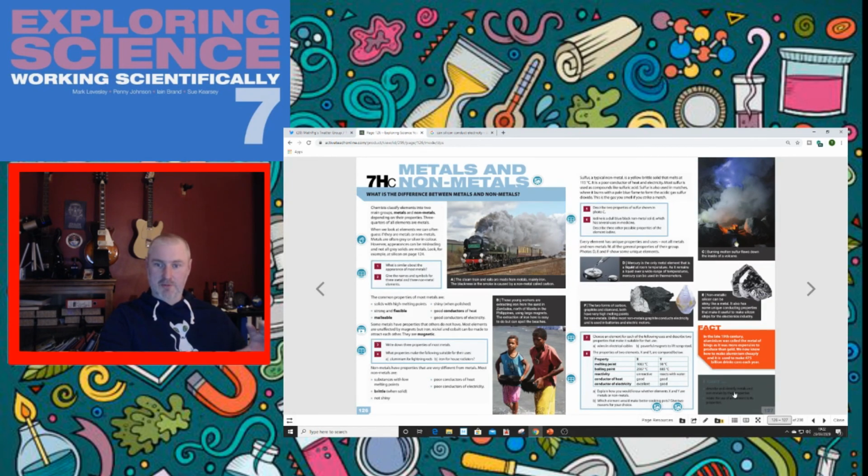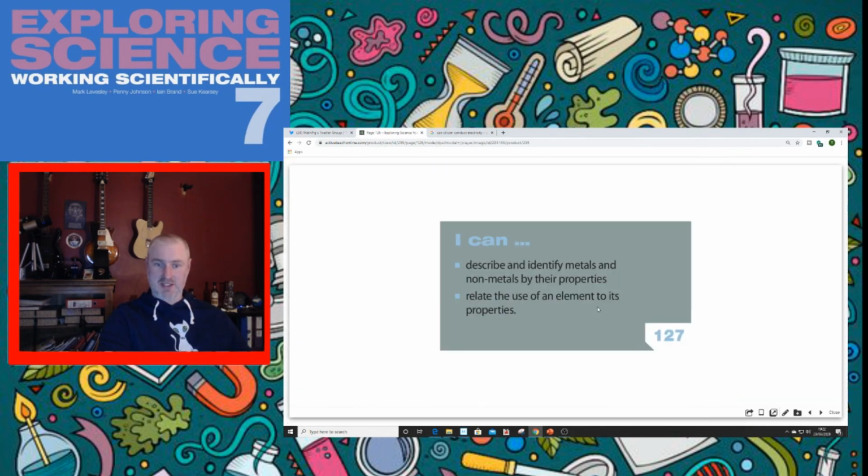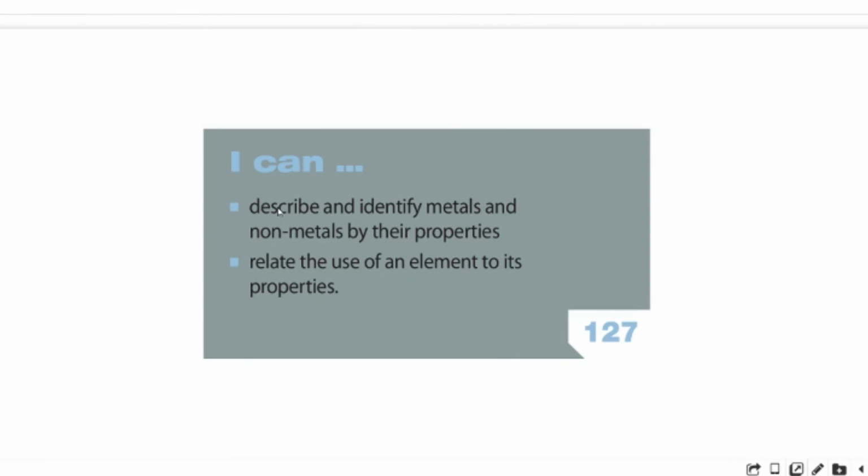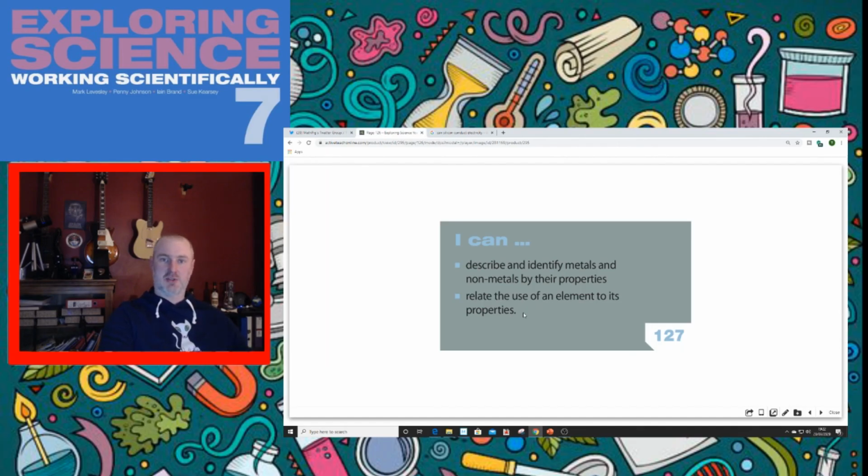If we have a look back at the learning objectives for this lesson, I think we can all now comfortably describe the properties of metals and non-metals, which are just the opposite properties of metals. And I think we all understand now, when we're asked to relate the use of an element to its properties, what that means. Think about why we use iron for a radiator. It's strong, it's a good conductor. We've talked about that a few times now. So have a look at the worksheets you've been given. Hopefully you're getting the grip of this by now, and I will see you next time.